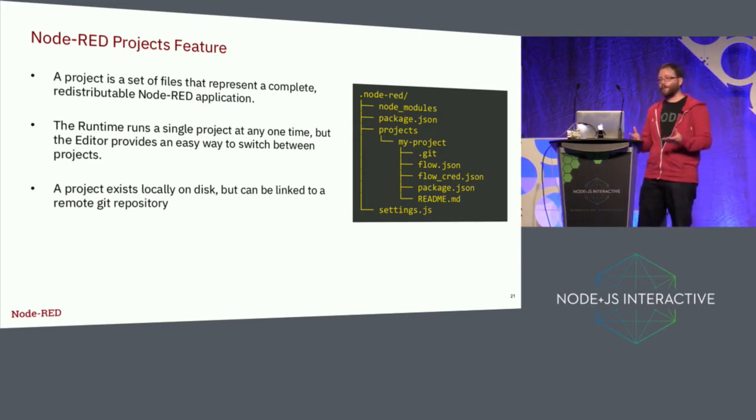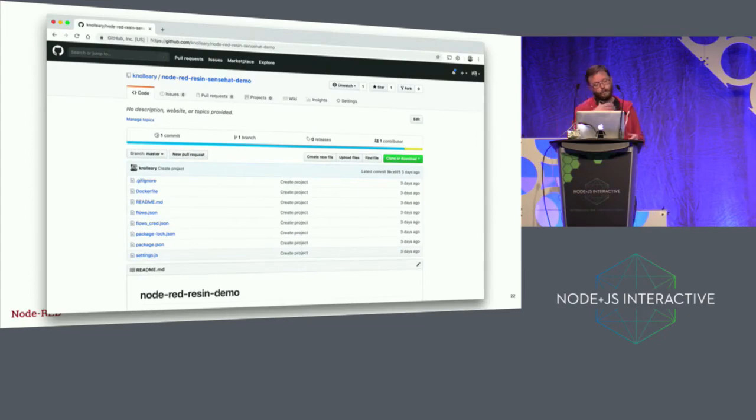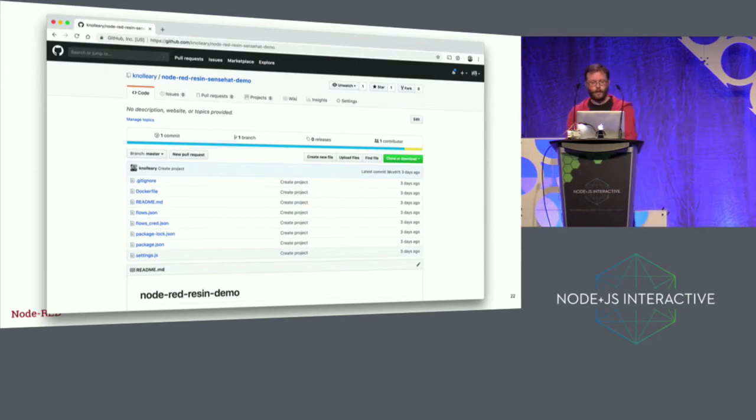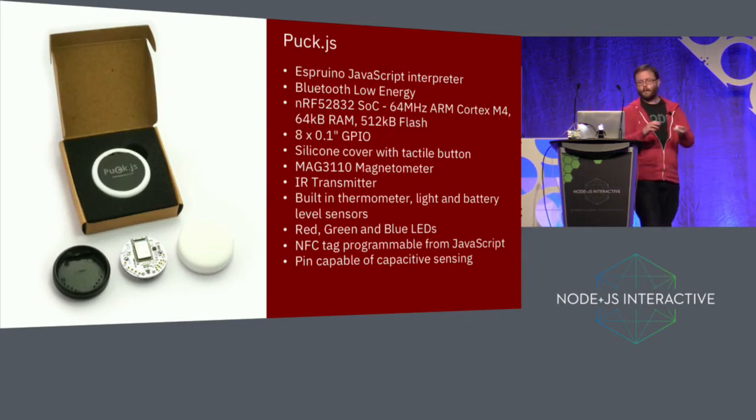And that Git repository can have your flow files in, but it can have lots of other resources to go along with it. So I have up on GitHub an example Node-RED project, which I'm going to use for this demo. Before I do, I want to introduce another little bit of hardware, which is quite cool and relevant. It's the Puck.js. So who's heard of Espruino? To be honest, the lights are so bright, I have no idea if anyone's put their hands up.